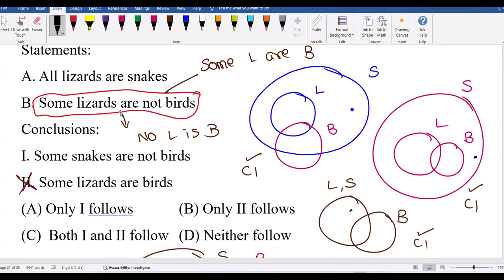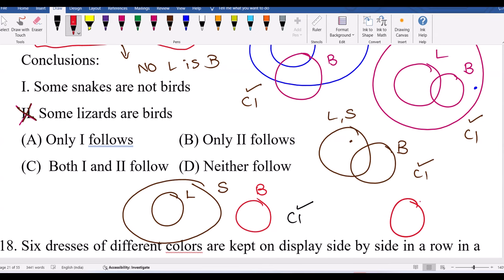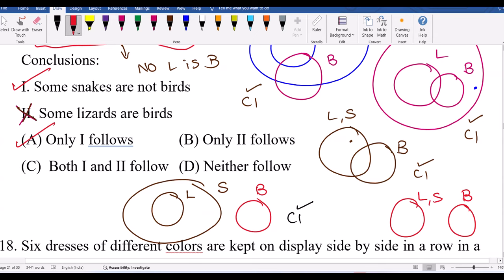First one, you have to decide now. Considering this, draw the diagram. No lizard is bird. All lizards are snakes. No lizard is bird. And now some snakes are not birds. Yes. In fact, all snakes are not birds also. Some snakes are not birds, so conclusion one is true. If you consider it like that also, the first one is true. So guys, whatever such diagram you draw, some snakes are not birds is still true. No snake is bird also means some snakes are not birds. That's correct. Only one follows.